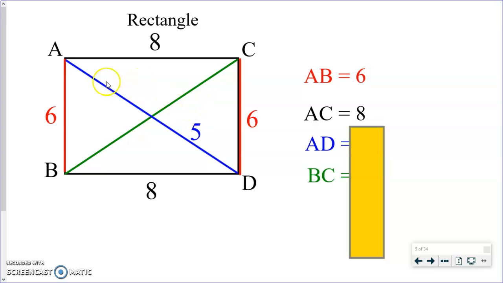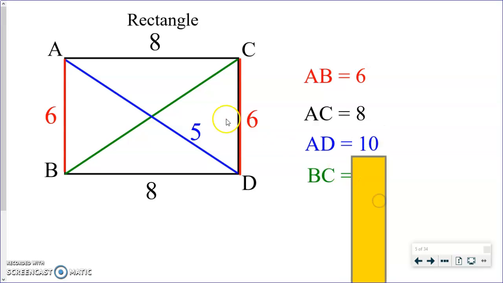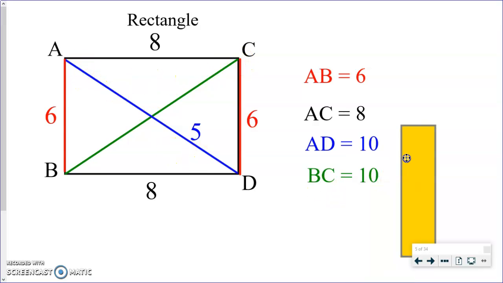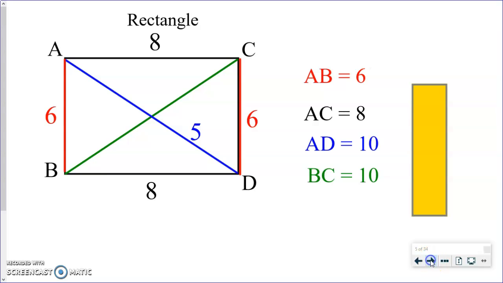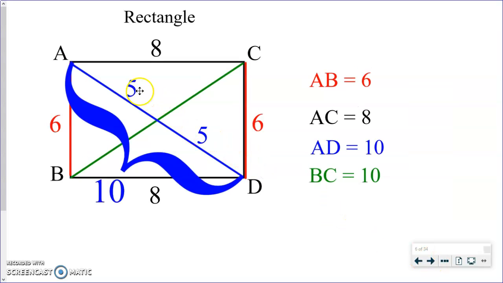And you got to be careful with the diagonals. Make sure we're looking at whether we're looking at just part of the diagonal or the entire diagonal. So AD is the whole diagonal. So if this piece over here is 5, then how long would the whole diagonal be? Yeah, that's right, it's 10. And then we don't have any measurements on BC, but because it's a rectangle, the diagonals are congruent, so BC is also 10. So you can see here, if this is 5 and that's 5, put them together, you get 10.